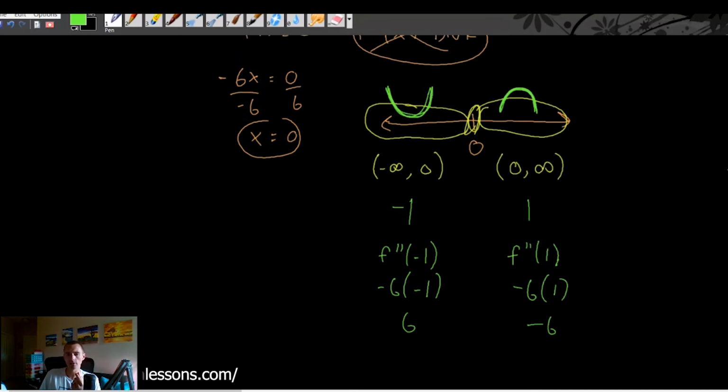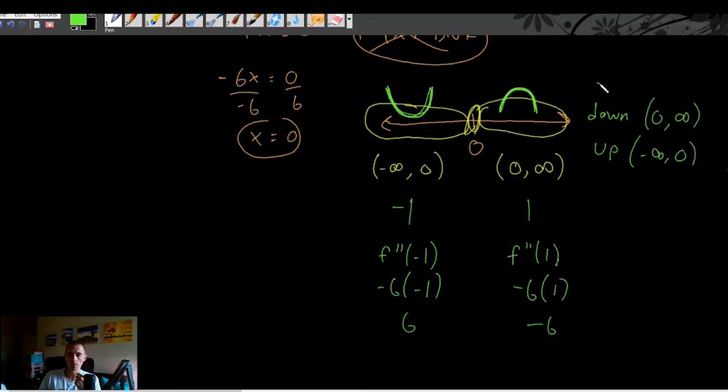Okay. So our original function is curving up over this entire interval, and it's curving down over this entire interval. Okay, so that tells us our intervals of concavity are going to be concave down from 0 to +infinity, and it's going to be concave up from -infinity to 0. So these are going to be our intervals of concavity, okay? And then our inflection point is just x equals 0.